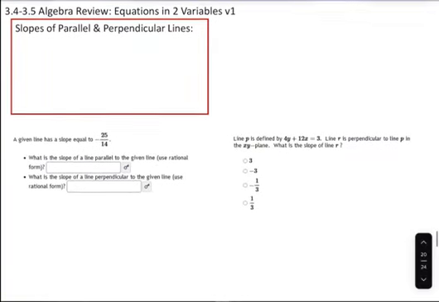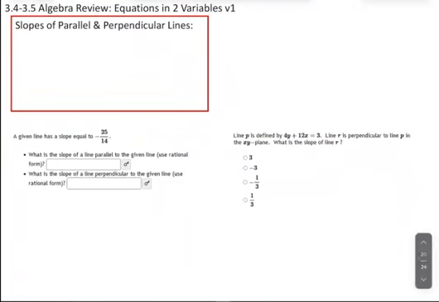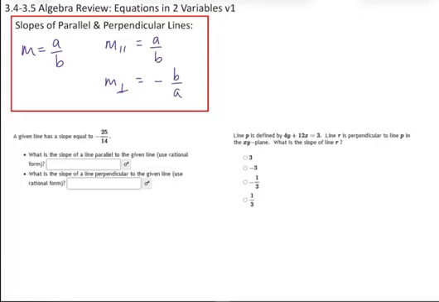All right, this next slide is a review of what we talked about in the last class, and that is when you're dealing with a line whose slope is a over b, and you're comparing that to the slope of a parallel line and a perpendicular line. Well, parallel lines have slopes that are what? Equal. So the slope of a parallel line is going to be equal, and perpendicular lines have slopes that are opposite and reciprocal, right?